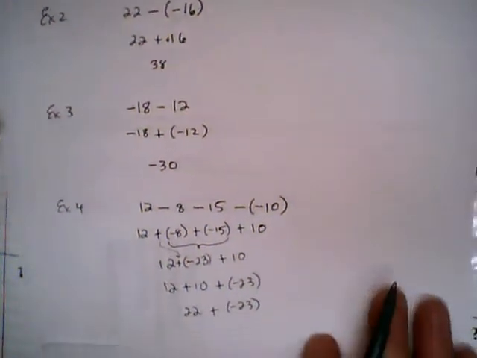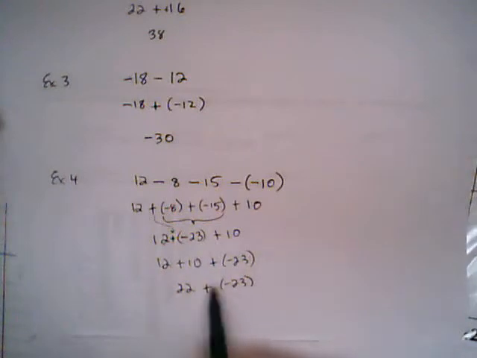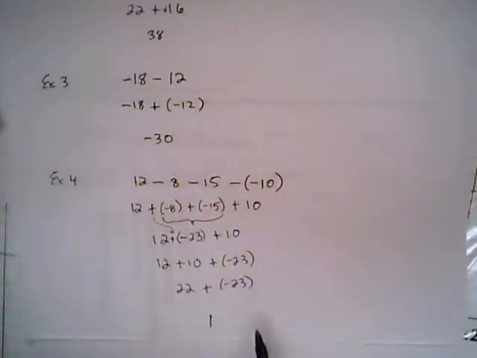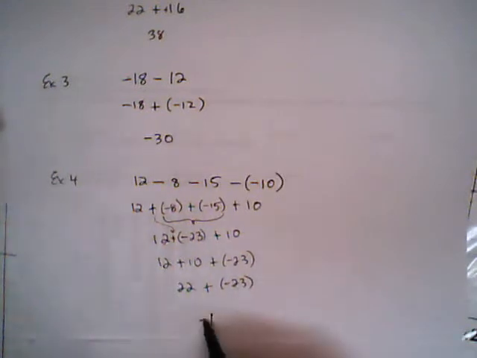Using, again, my rules for addition. Different sign numbers, we take the difference, which is a 1, ignoring the sign. 23 minus 22 is a 1. But since it is a negative on the larger number 23, I keep my sign as a negative.